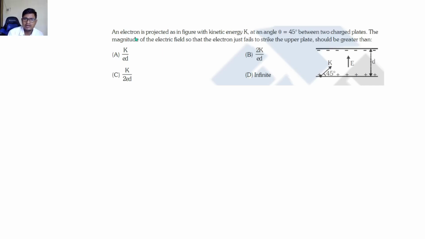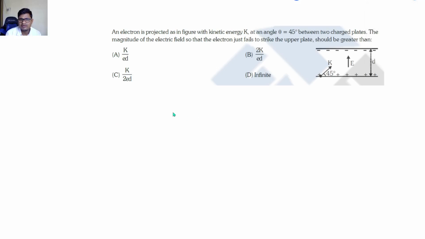In this question, an electron is projected as in the figure with kinetic energy K at an angle of theta equals 45 degrees between the two charged plates. The magnitude of the electric field, so that the electron just fails to strike the upper plate, should be greater than. This question is basically an application of kinematics, the concept of projectile motion we have to use here.